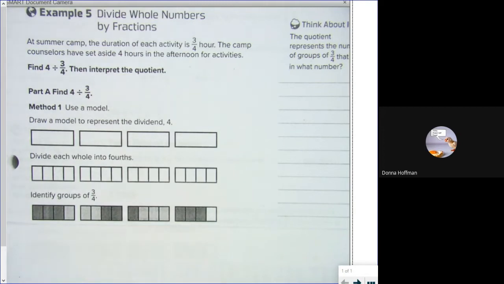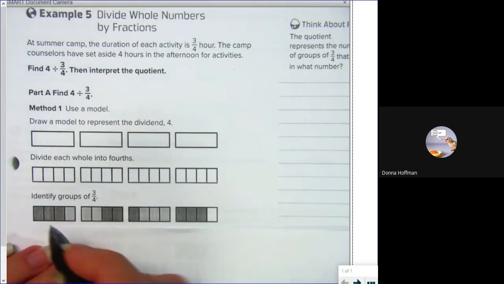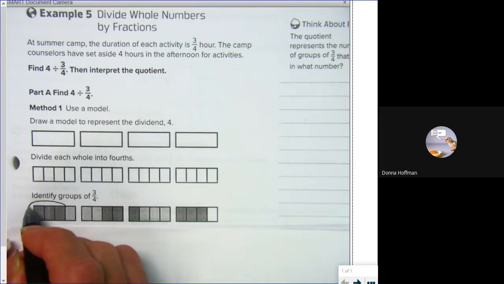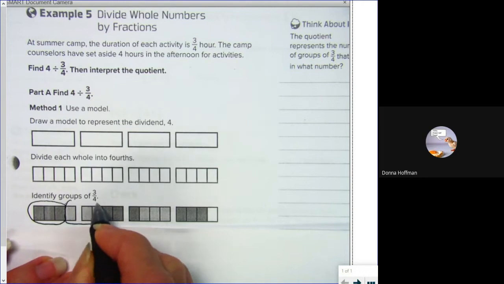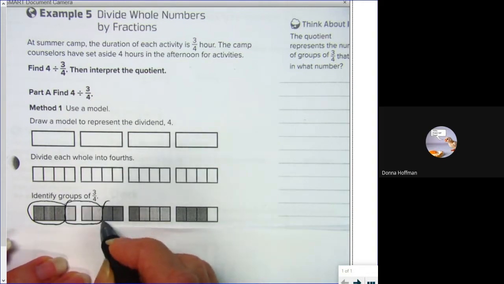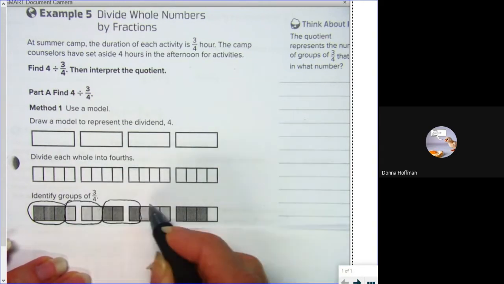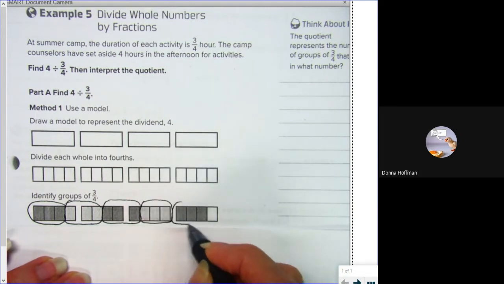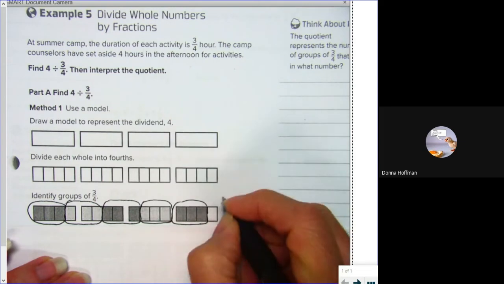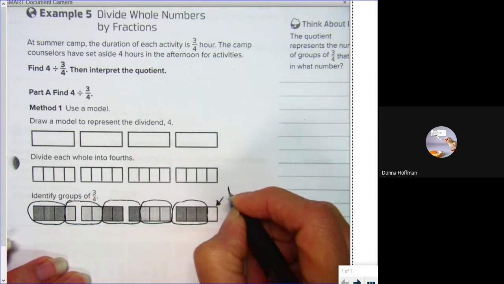So now we're going to identify the groups. Here's 3 of the 4. Here's 3 of the 4. Here's 3 of the 4. Here's 3 of the 4. And here's 3 of the 4. Uh-oh. I have 1 left over.